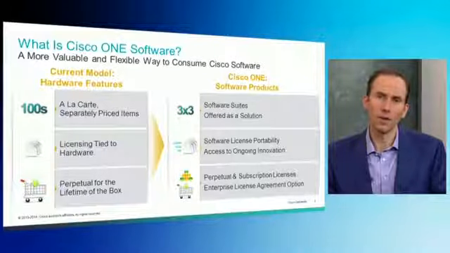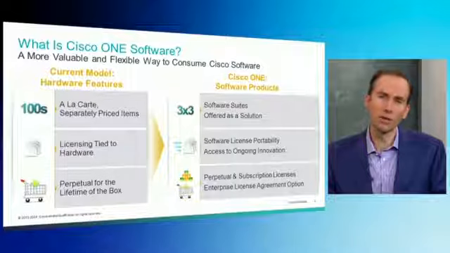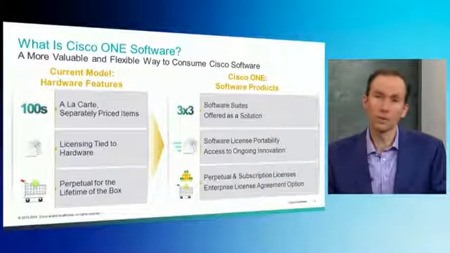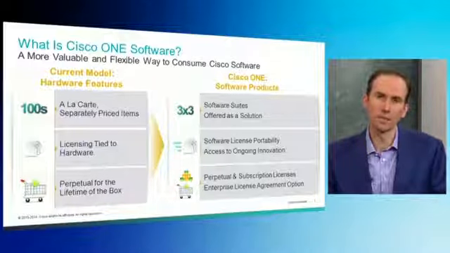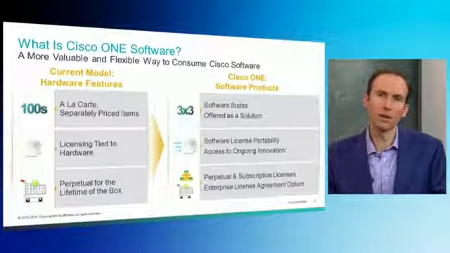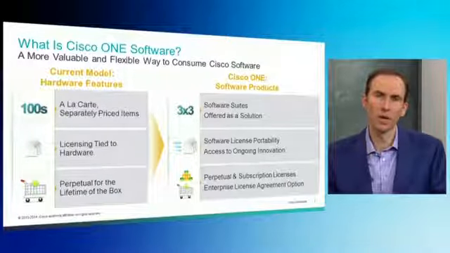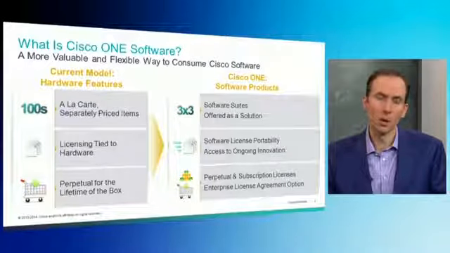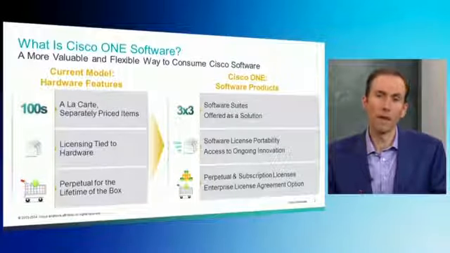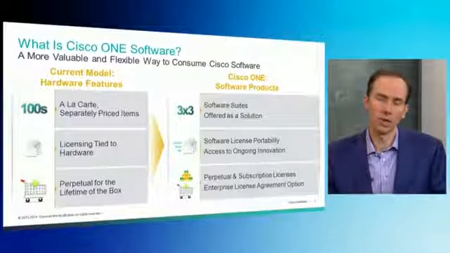Ongoing innovation. What this means is that as Cisco continues to innovate, either through our internal R&D or through acquisition of other companies, and as we put those capabilities into Cisco One, we'll simply entitle our existing Cisco One customers to those new capabilities. Both of these are very powerful, valuable additions for our customers in the Cisco One model.